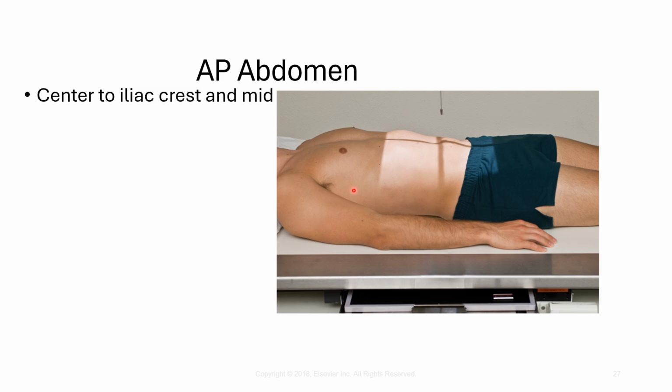The field size is 14 by 17 portrait. The kVp range, they tell you 70 to 85. And I would tell you that for this particular image on a sthenic patient, I would likely use 80 kVp at 10 mAs. They show you the patient lies on their back, and the central ray is iliac crest and midline.